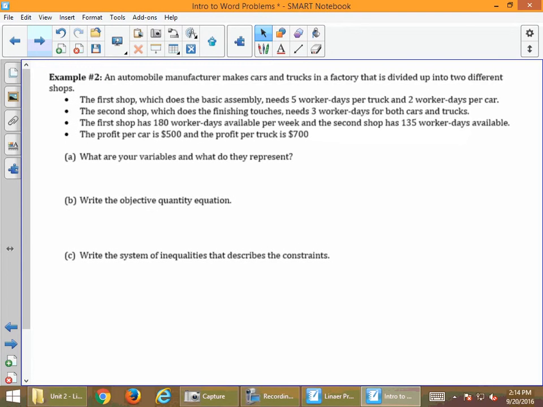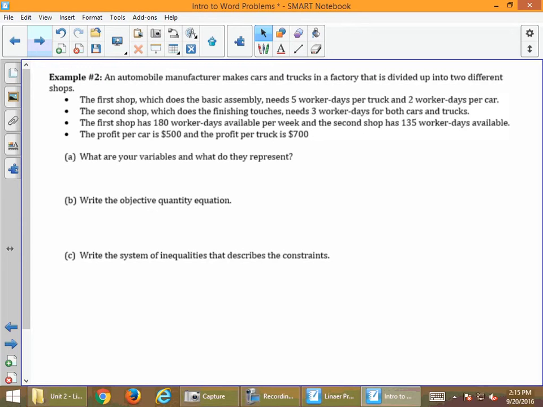For example 2, it says an automobile manufacturer makes cars and trucks in a factory that is divided up into 2 different shops. The first shop, which does the basic assembly, needs 5 worker days per truck and 2 worker days per car. The second shop, which does finishing touches, needs 3 worker days for both cars and trucks. The first shop has 180 worker days available per week, and the second shop has 135 worker days available. The profit per car is $500, and the profit per truck is $700.